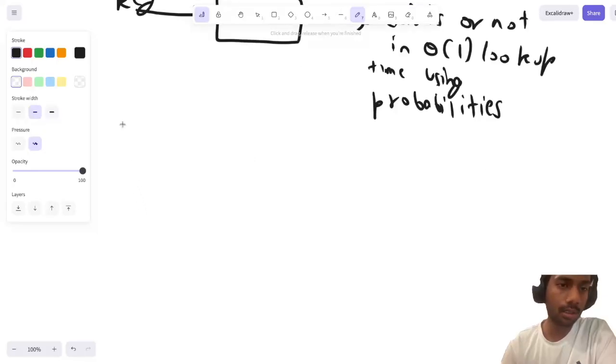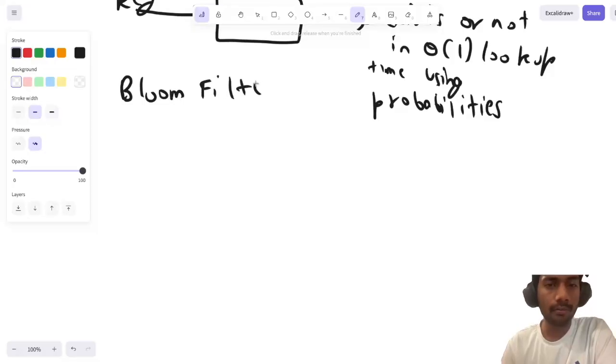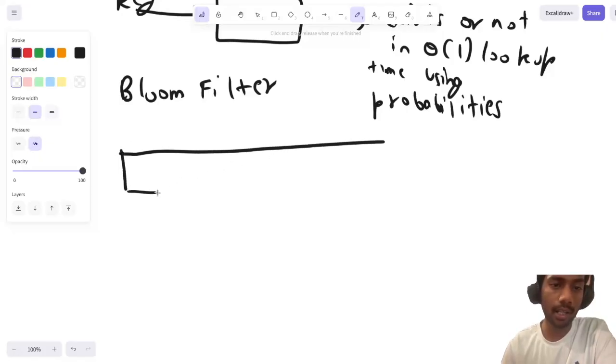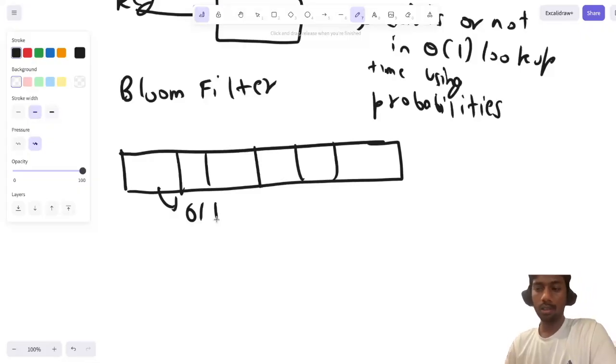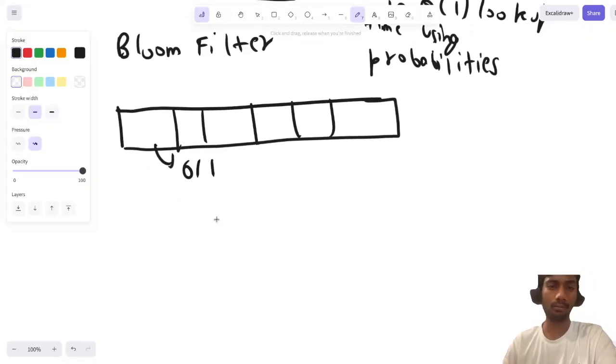This is where a data structure such as a Bloom filter fits. The name might sound very scary or complicated, but it's a very simple data structure. It's nothing but just a simple array of bits. That's it. Now let me tell you how it works using an example.